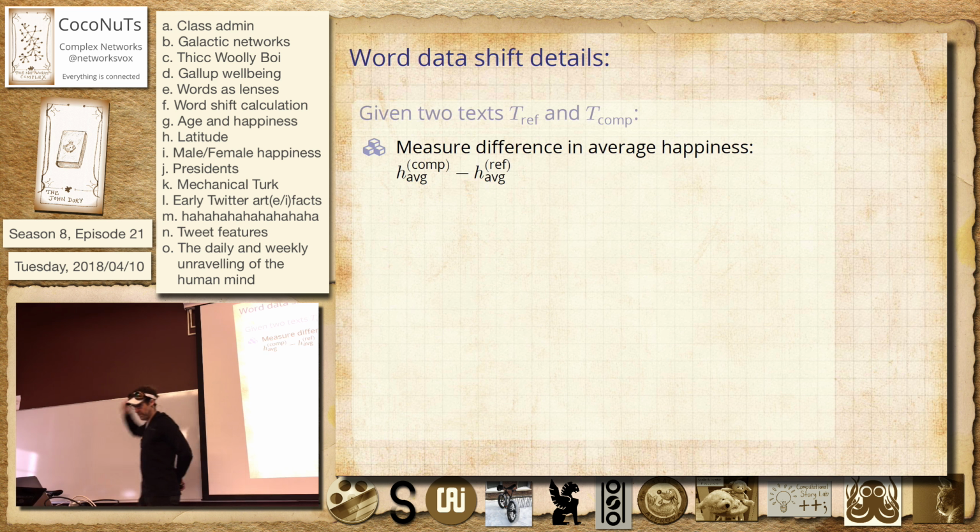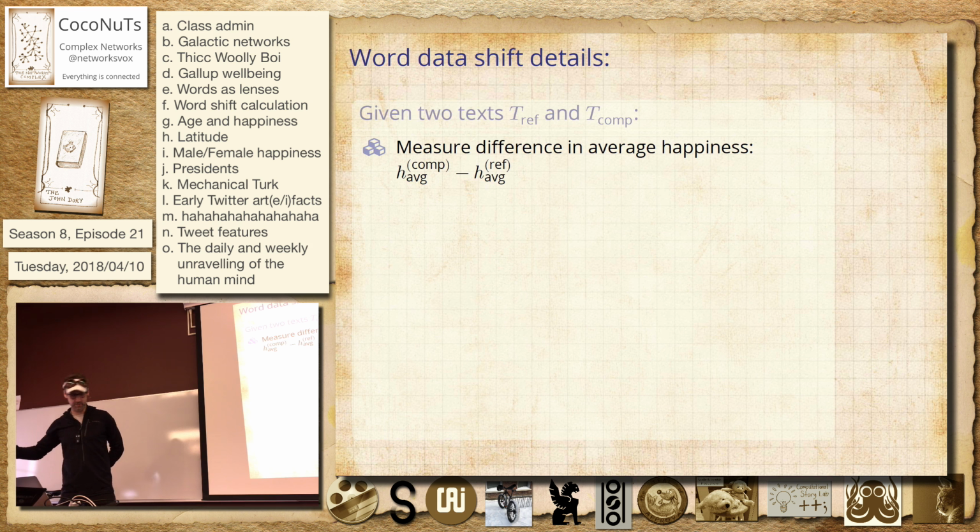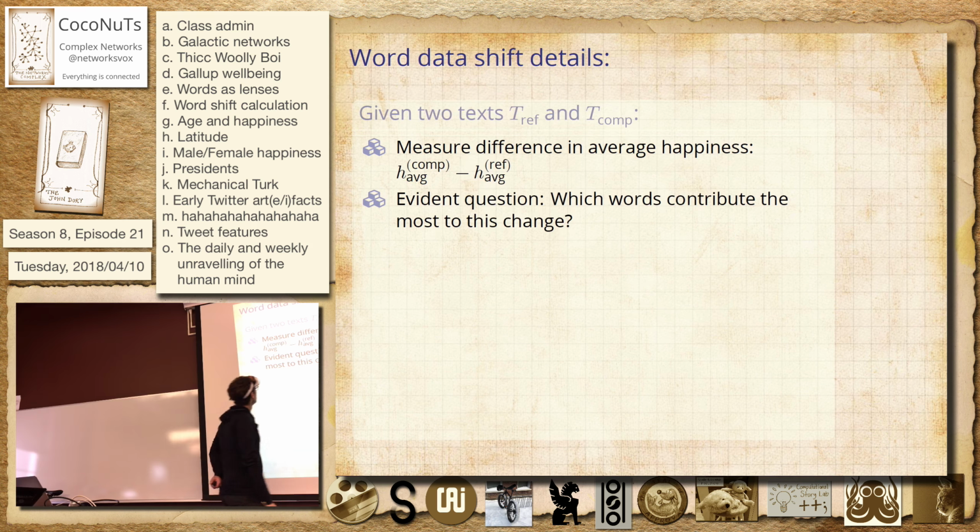So we measure the average happiness using this simple-minded thing, right? Once again, we normalize the frequency of words as they appear in a text, multiplied by the average happiness for those words as seen in isolation, and then just score it, right? So which words contribute the most to this change? And it could be that actually they're the same, right? You could even have the same happiness scores for two texts, but the words have been moved around, right?